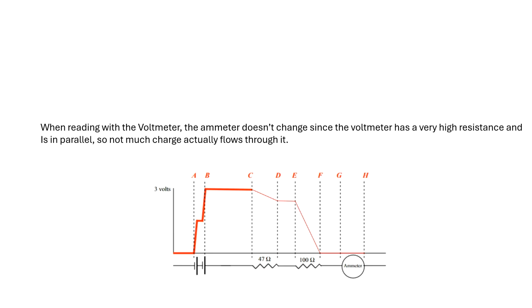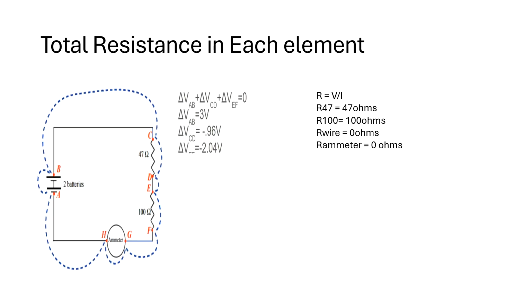Below we have a graph showing that as it pushes through the batteries, the volts rise up, and then it slowly decreases as it goes through the higher resistances. On this slide we have the diagram from the previous slide, and we found that the 47 ohm resistor had a resistance of 47 ohms, and the 100 ohm resistor had 100 ohms, while the wire and the ammeter had essentially 0 ohm resistance.